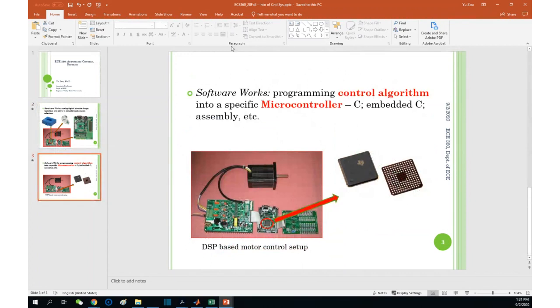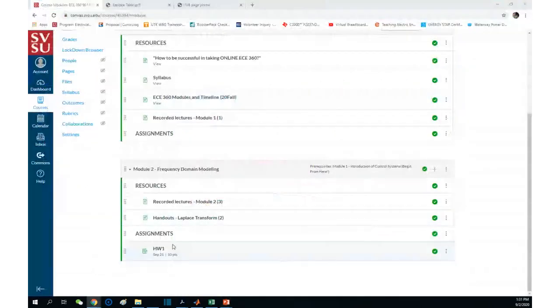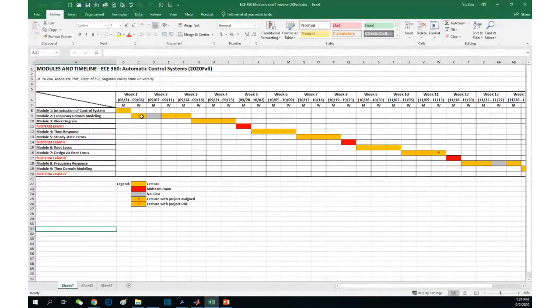Any questions before we move on? According to this scan chart, we are here, before starting Module 2, frequency domain modeling. Any questions? All right, let's go ahead.